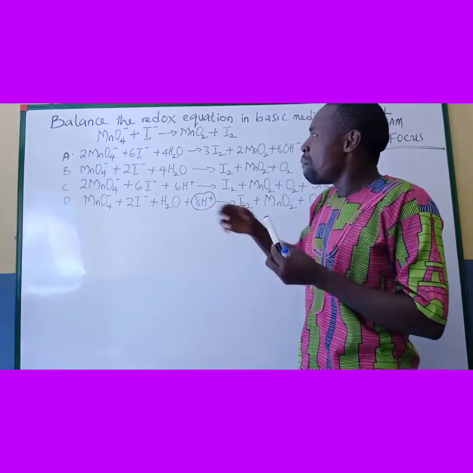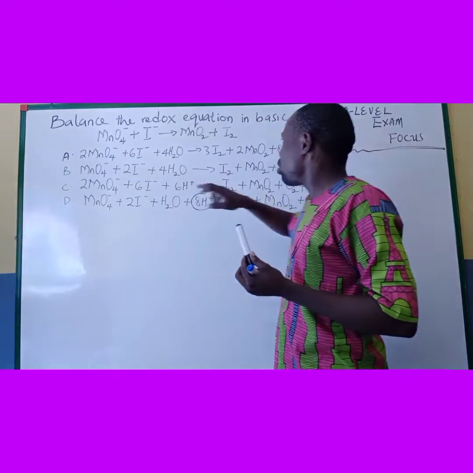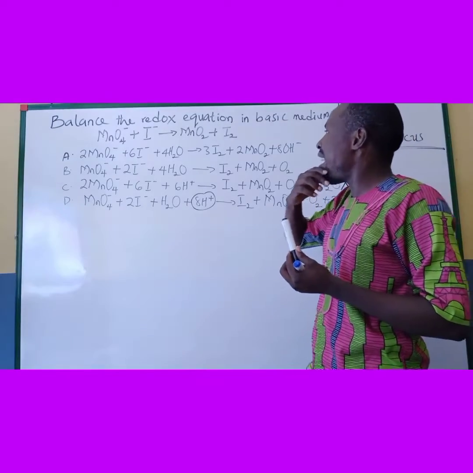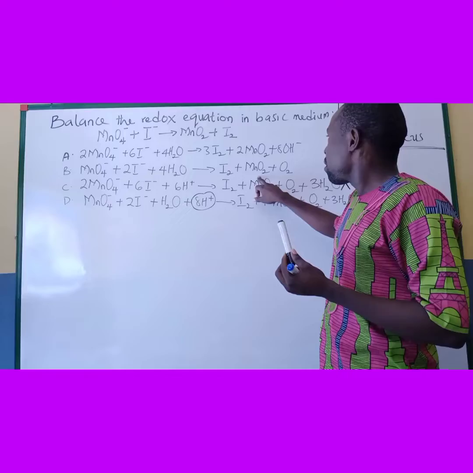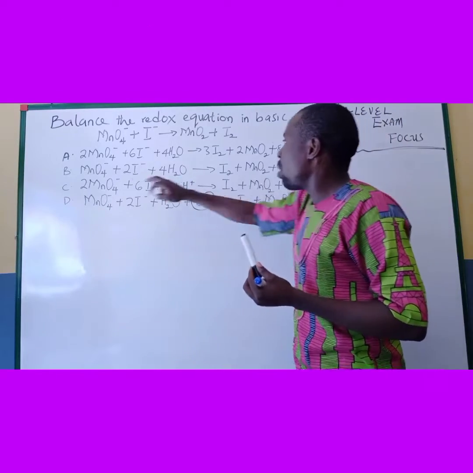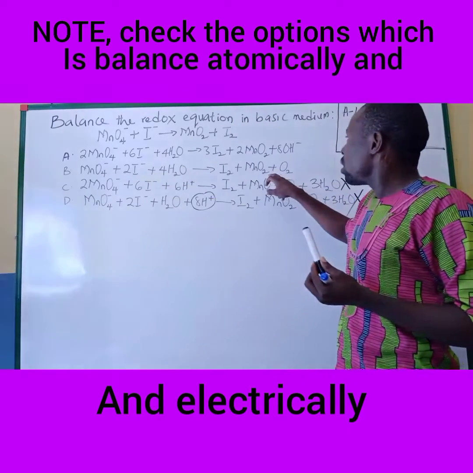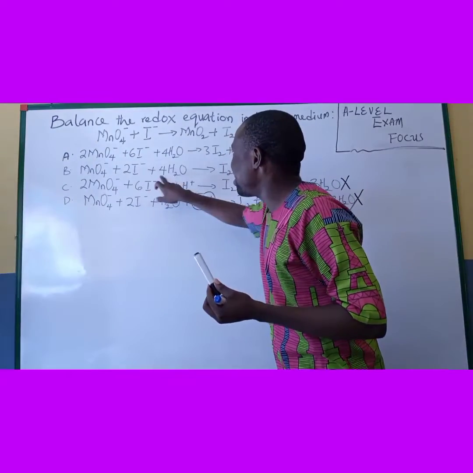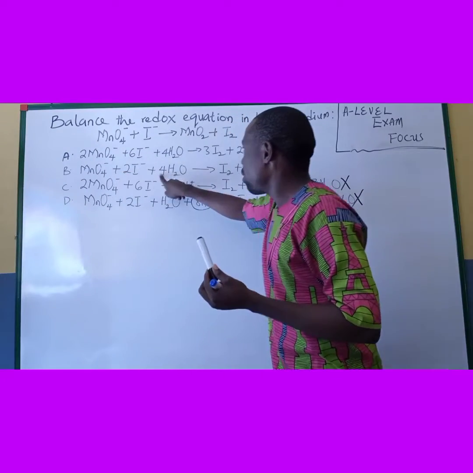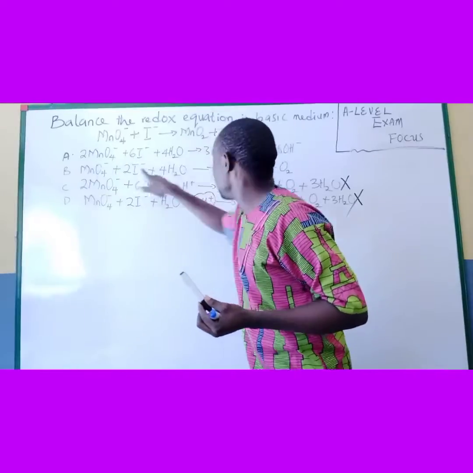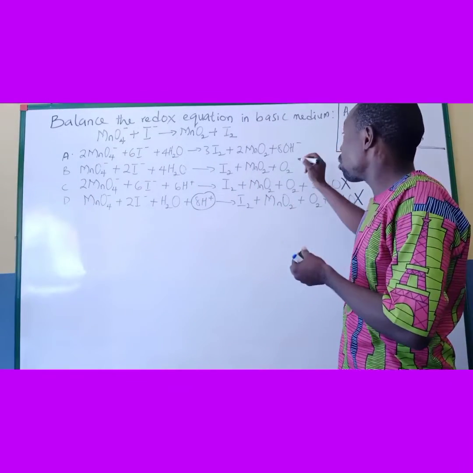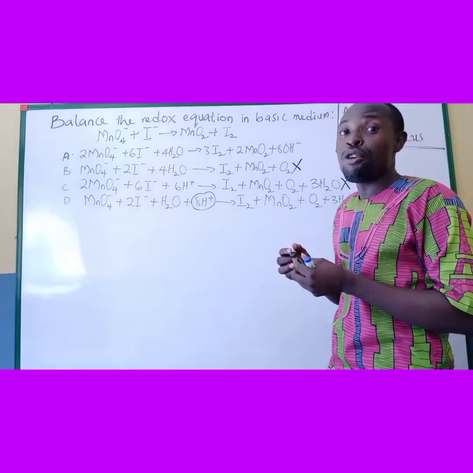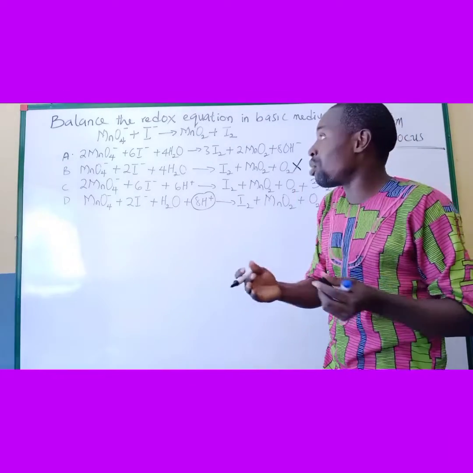Now let's see why B won't work. Let us check whether it is balanced atomically. Okay, the oxygen here is 4. Okay, the oxygen here is 8: 4 oxygen here, 4 oxygen here, so 8. But if you look at this case here, it is 4. So this one too is wrong.